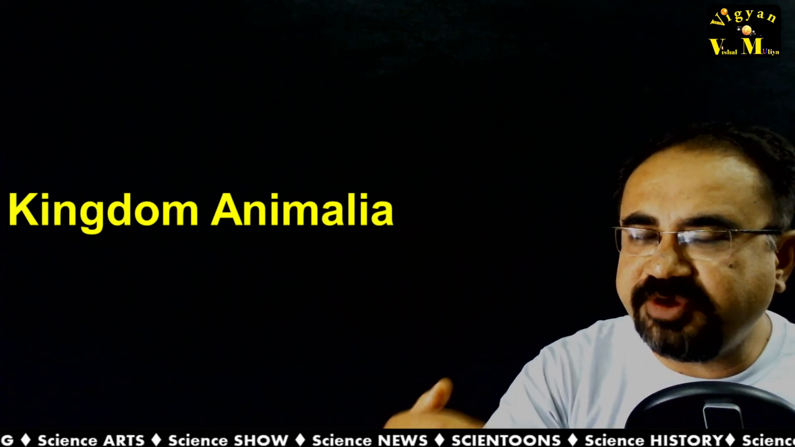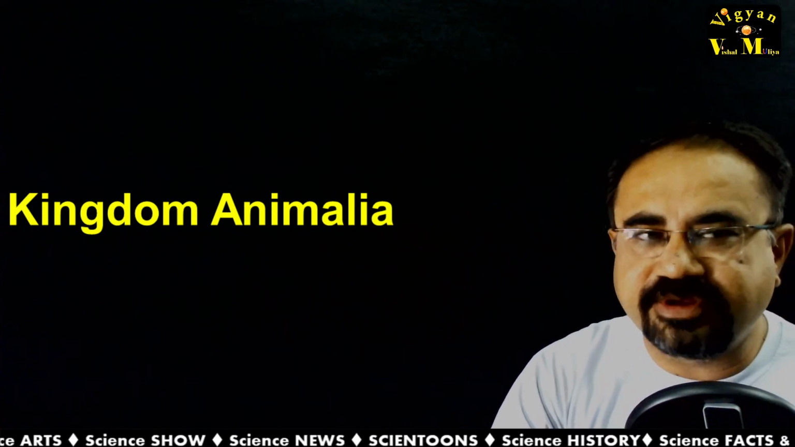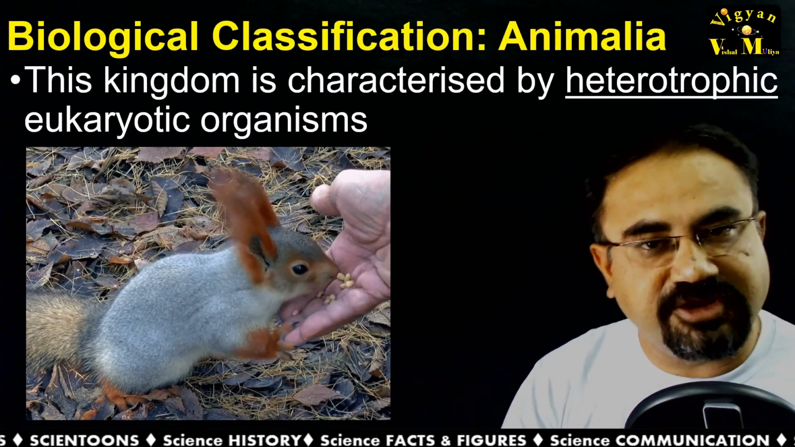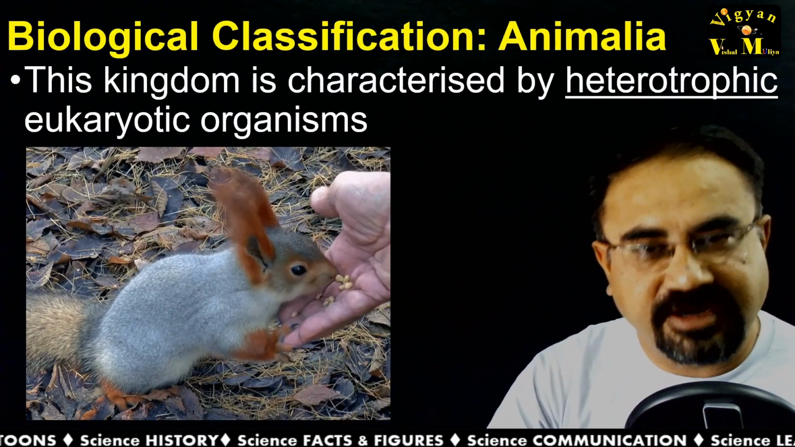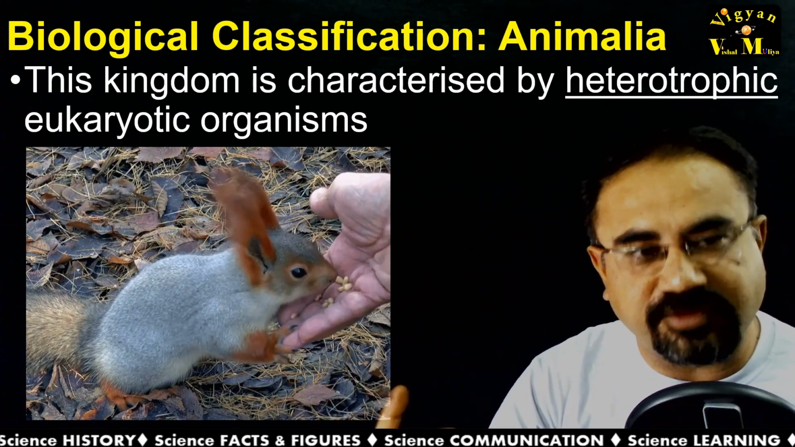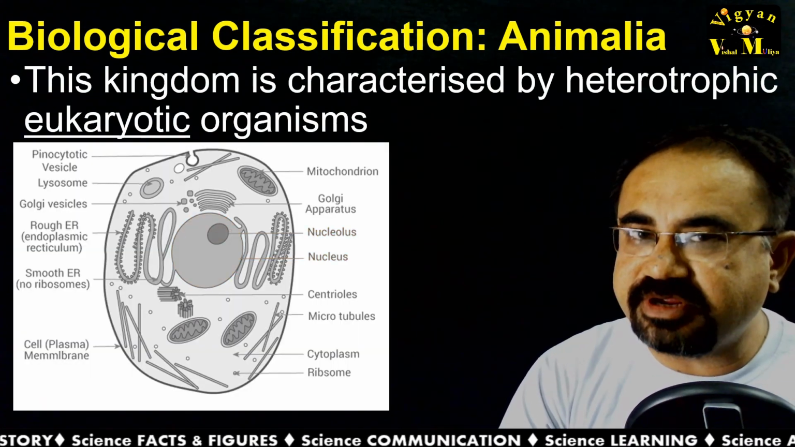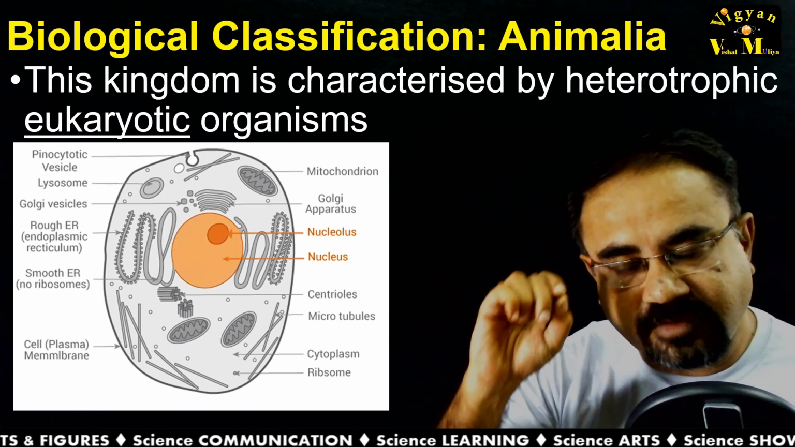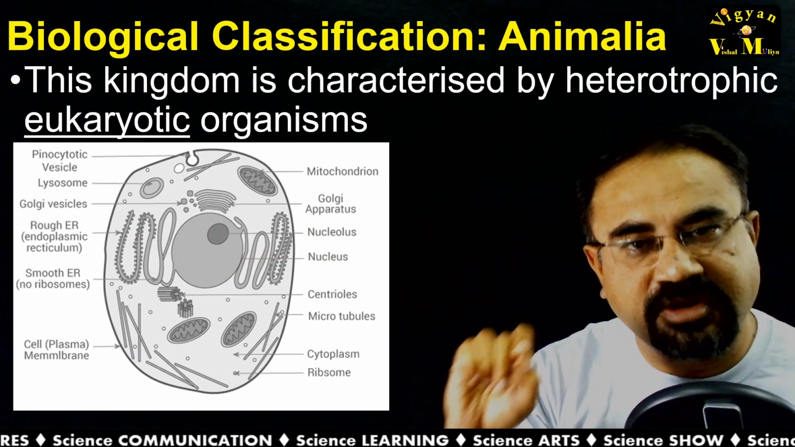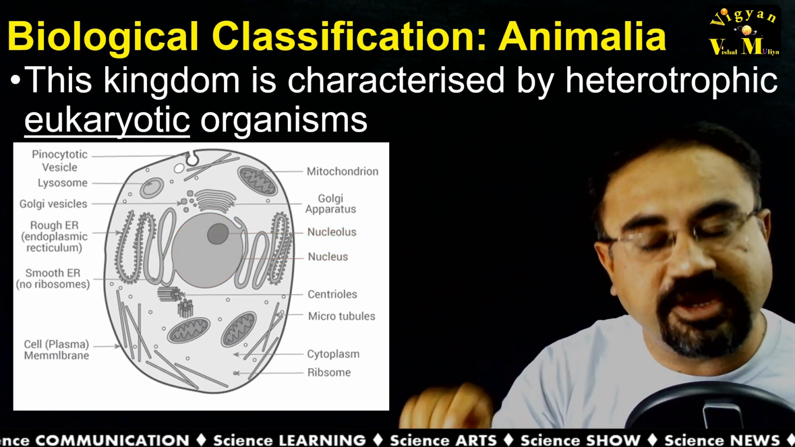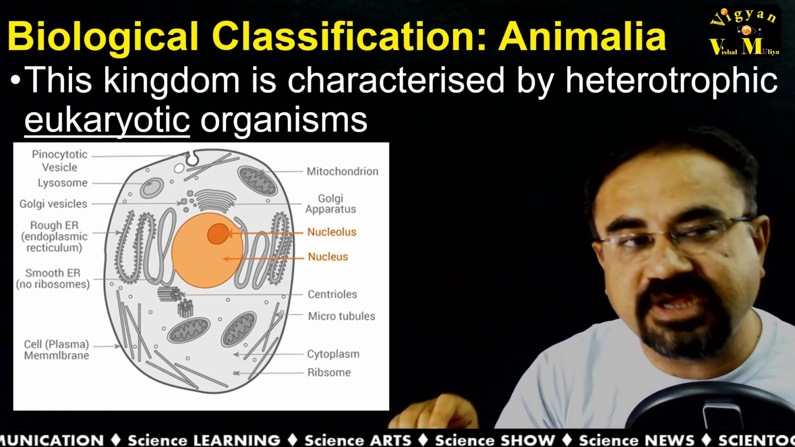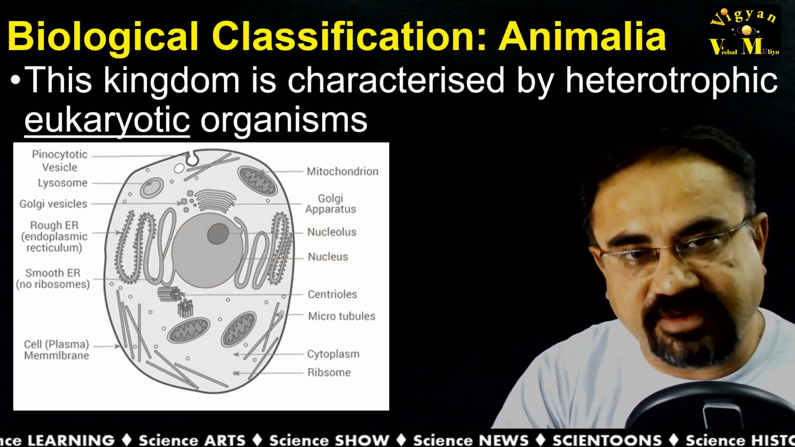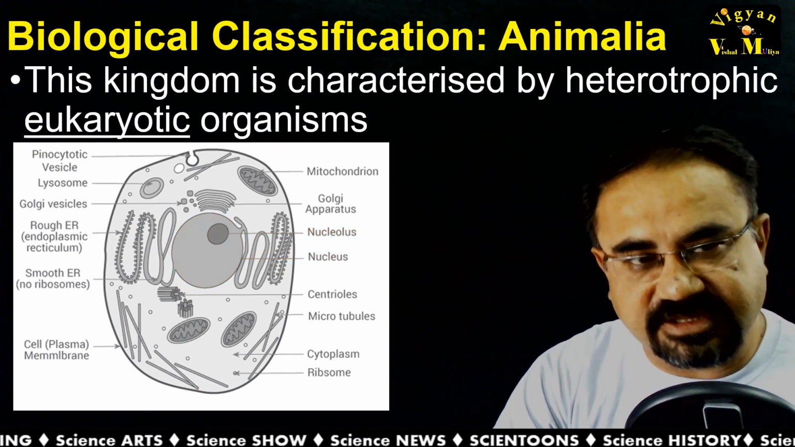Let me go through a brief about the animal kingdom, or kingdom Animalia. They are characterized by heterotrophic nutrition, meaning they are dependent on other organisms for food. They are eukaryotic organisms, meaning they have eukaryotic cells with a very clear nuclear membrane. So a membrane bound nucleus and other membrane bound organelles are there. So the eukaryotic cell condition is there.